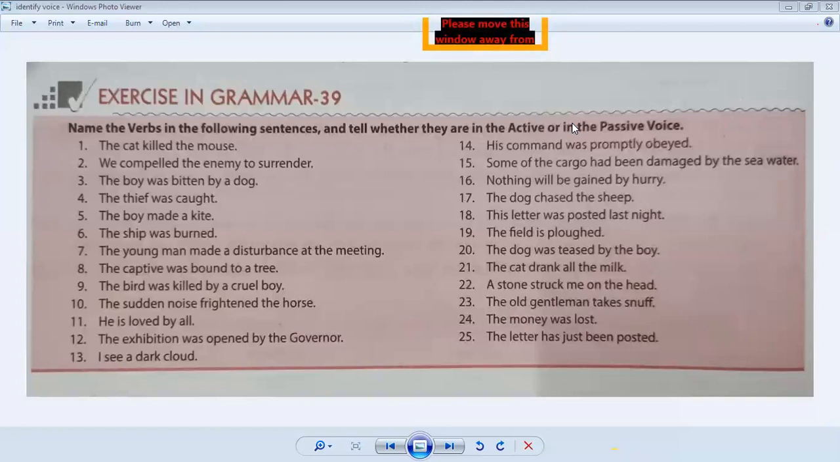Samartha, first you solve it. Then I'm going to tell you the answers. Don't worry. No, just write down the answers. Don't write the verb. No need to write the verb. Just active or passive. You can just write A or B. That is enough.